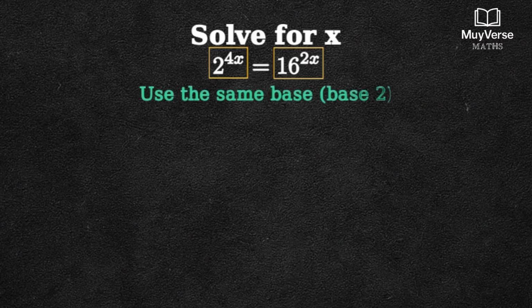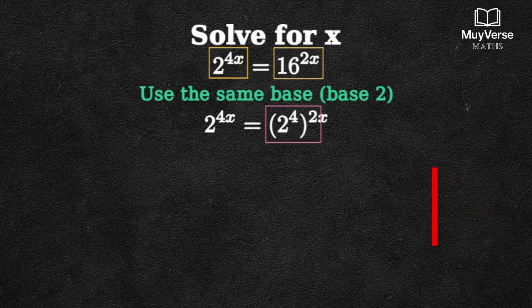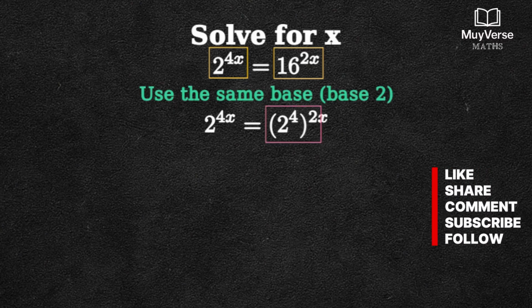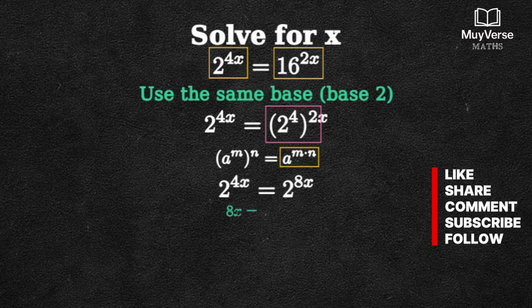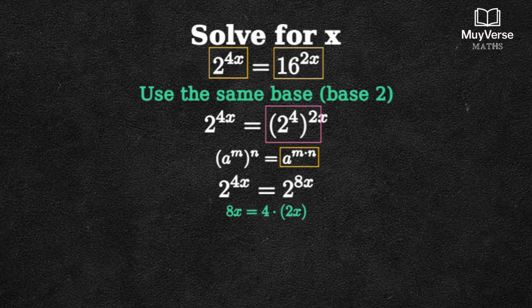16 equals 2 to the 4th power. So the right side becomes (2 to the 4th) to the 2x. Step 2. Apply the power of a power rule. The rule says, (a to the m) to the n equals a to the m times n. So (2 to the 4) to the 2x becomes 2 to the 8x.